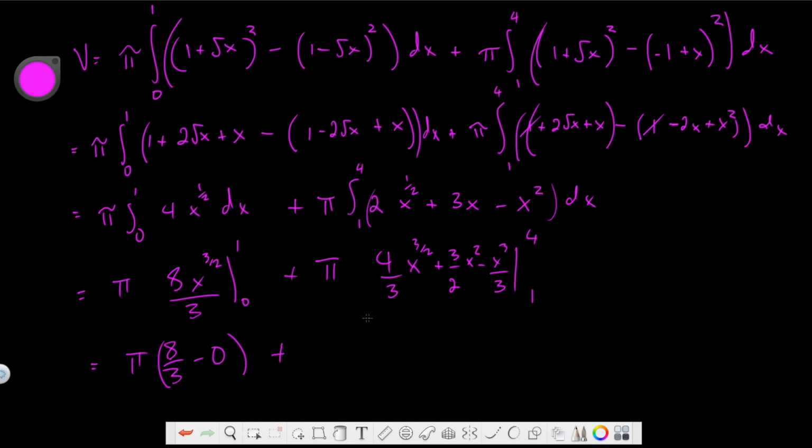Maybe it's been a whole summer since you did calculus. Hopefully you did. Hopefully you did the summer math packet. And over here we're going to have 4. This is going to get kind of nasty, but 4 cubed is 64. Square that is 8. So we're going to have 8 times 4, 32/3. Over here we're going to have 16 divided by 2, which is 8 times 3, which is 24. And then here we're going to have 64 divided by 3. That's just 64 divided by 3.